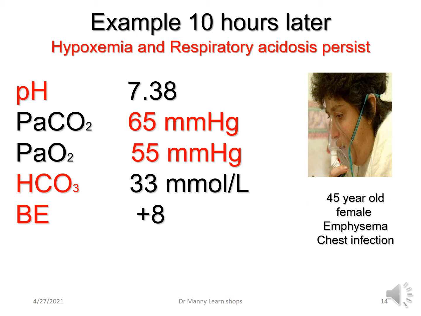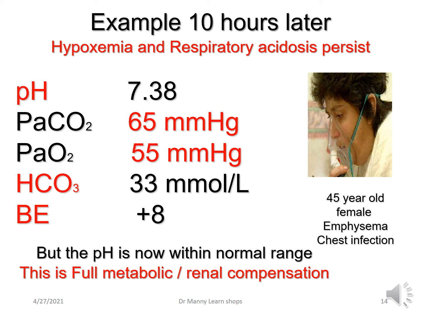Now let's say 10 hours later. Hypoxemia and respiratory acidosis still persist. She's got a chest infection. She's going to need antibiotics, and the antibiotics aren't going to be effective straight away. However, the pH is now normal. Bicarbonate has increased even more, 30 to 33. Base excess plus 6 to 8. So therefore, what she's got is full metabolic or renal compensation. The pH, despite the hypoxemia and respiratory acidosis, which is persisting, is now normal within a normal range.